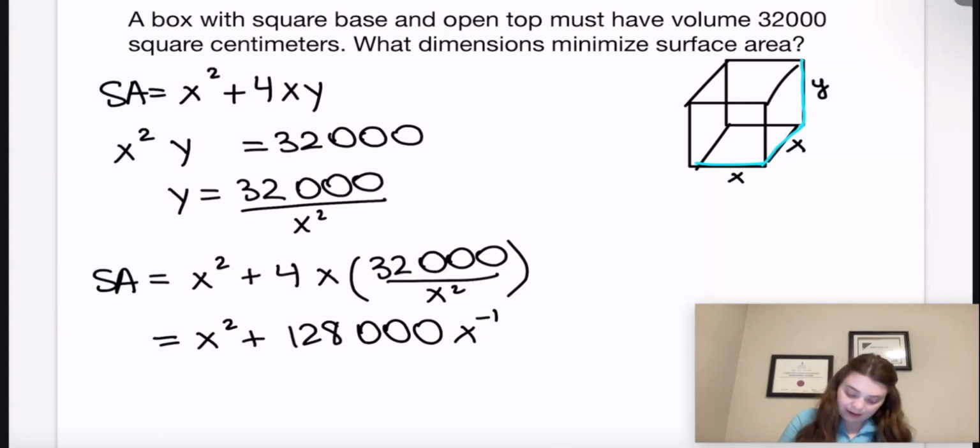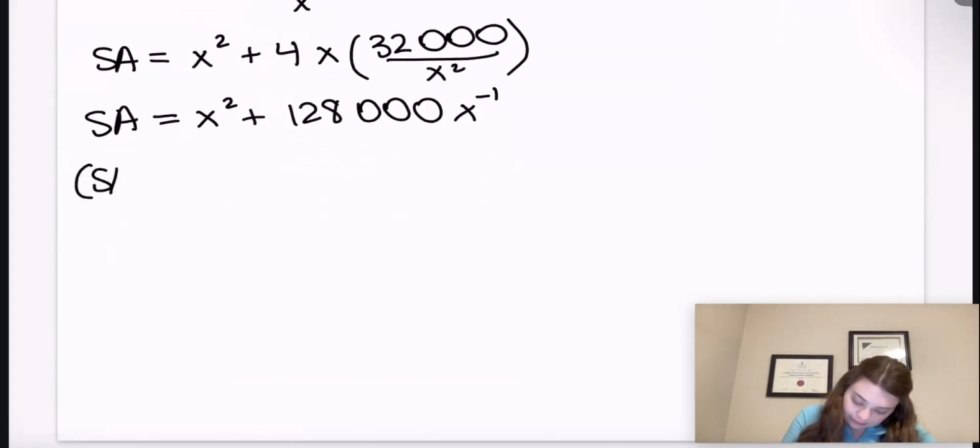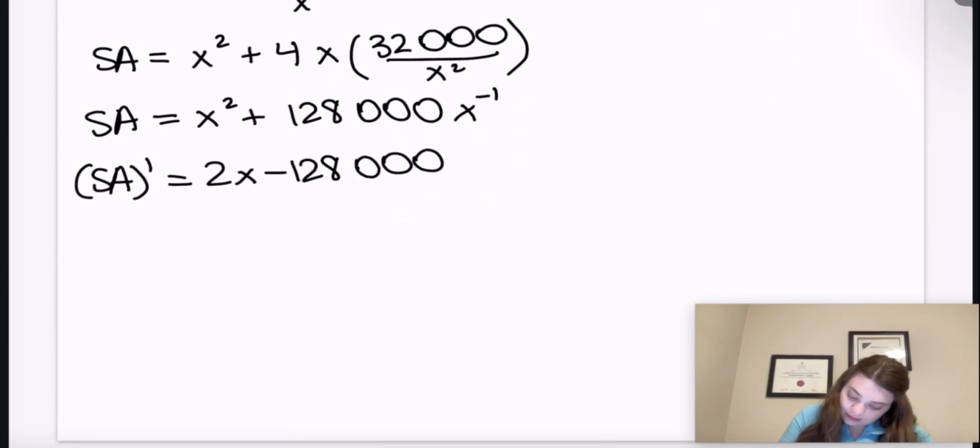Okay, so for my next step, I'm going to differentiate this because a reminder that in order to optimize anything in general, we always need to take the derivative and then set that derivative to 0 and solve. So that's what I'm going to do here. I'm going to take the first derivative, which is going to give me 2x minus 128,000 times x to the power -2, or we could even just say over x squared. So that's my step of taking the derivative, just using power rule.